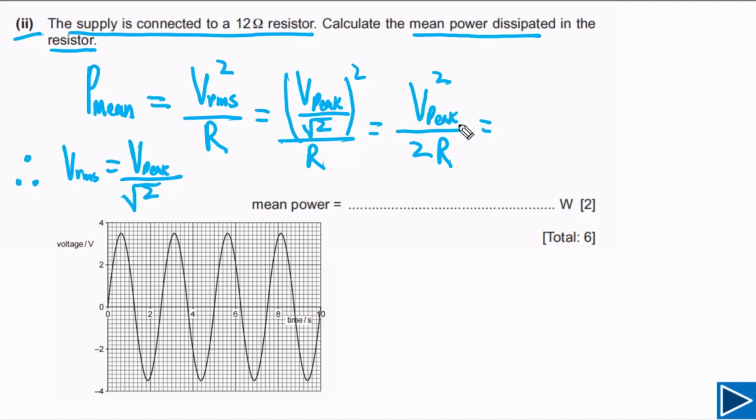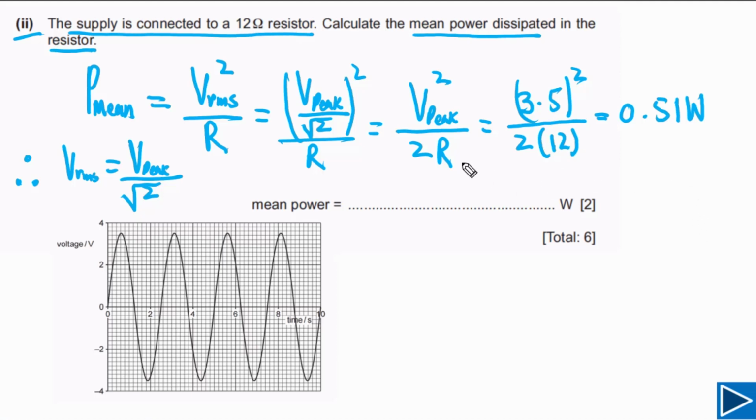In this case the peak value is 3.5. We have already discussed this is the peak value, 3.5, and this is divided by 2 times the resistance of the resistor. Now we can simplify and get the final answer. In this case the final answer will be 0.51 watts. This answer has to be to 2 SF because this has 2 SF and this also has 2 SF, the least number of SF. So this is our final answer for this question.